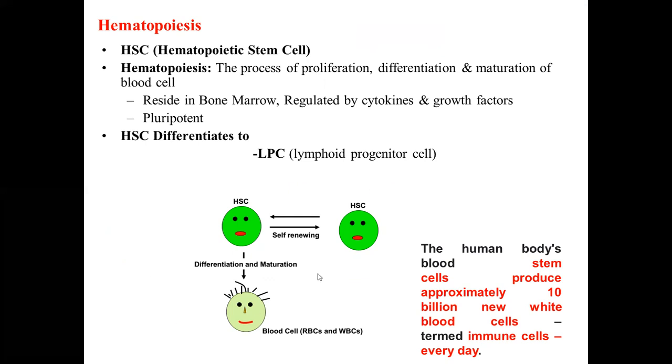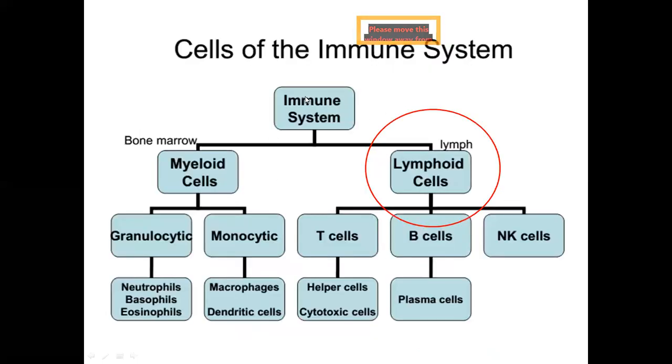So these hematopoietic stem cells are self-renewing, and once they undergo differentiation and maturation, they produce a specific type of blood cells. Okay, so these hematopoietic stem cells can be differentiated into a lymphoid progenitor cell or myeloid stem cell. If you see the cells of the immune system, they can be divided into two groups. One is the lymphoid cells, the other is the myeloid cells.